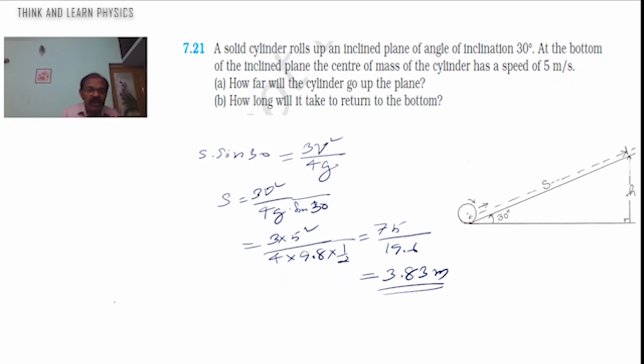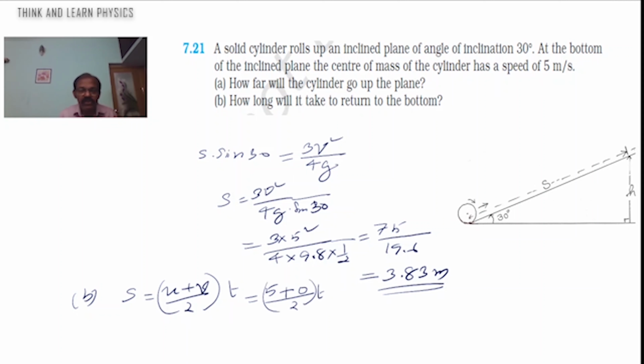Now let us do the second part, B part. How long will it take to return to the bottom? To solve this, we can consider the average velocity and express the displacement in terms of the average velocity. That means S equals (u plus v) by 2, this is the average velocity, into time. This is equal to u, the initial velocity 5, v, the final velocity which is 0, divided by 2 into t. So from this we get t is equal to 2s divided by 5.